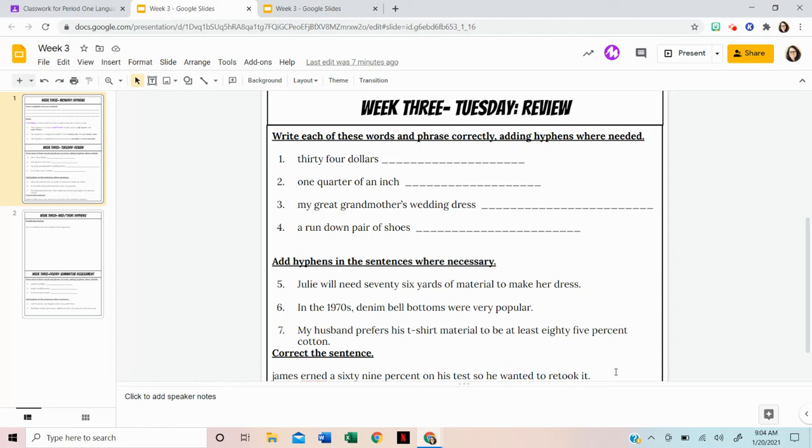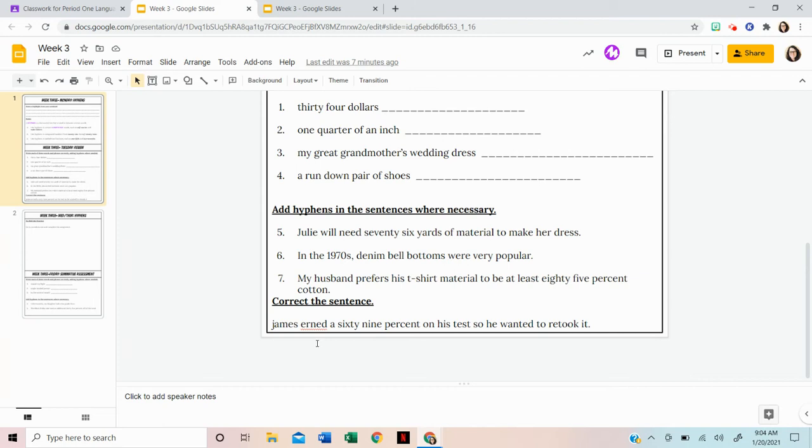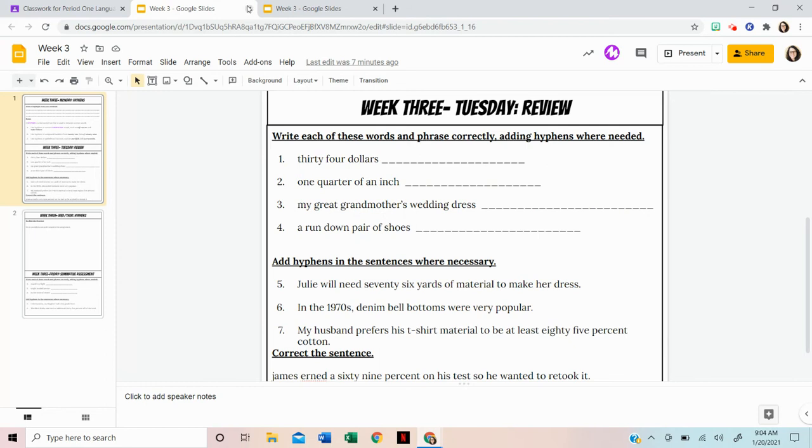And then the last sentence, of course, is our sentence correction. So go through and figure out what all should be fixed and change it accordingly. Okay, so that is our grammar.